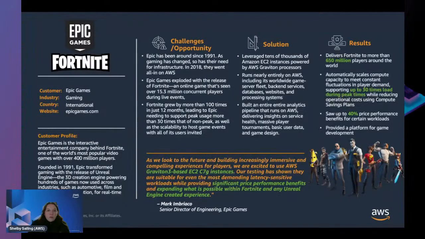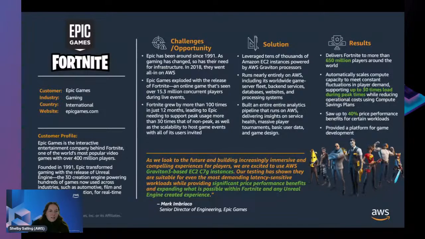So they deliver Fortnite to more than 650 million players around the world. They automatically scale compute capacity to meet constant fluctuations in player demand. So like I mentioned, that's up to 30 times load during peak times, while still reducing operational costs because they're leveraging compute savings plans as well. And they saw up to 40% price performance benefits for certain workloads. And like I mentioned, with the Unreal Engine, it's not just about Fortnite running on it. They also provide a platform for game development and across industries like automotive, film, television, etc.